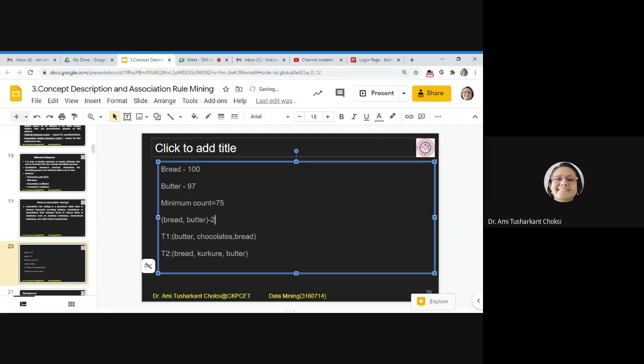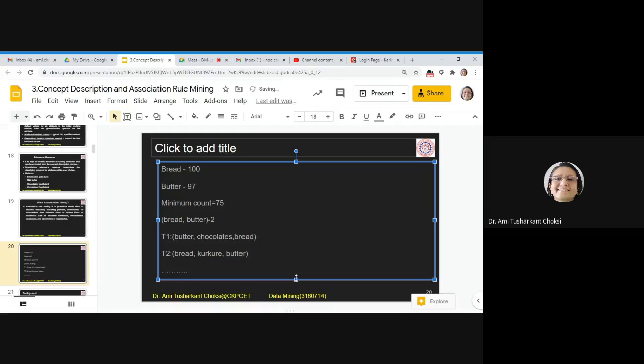Whether it is crossing the minimum count, see here it is 75, but the transactions are only 2. This was for the other example where bread was sold 100 times. So at least 100 transactions must be there, isn't it? So do not confuse these numbers. This is for the example. Now let us say that we have 100 transactions. I have shown 2, so many more are there. You can say at least 100 are there.